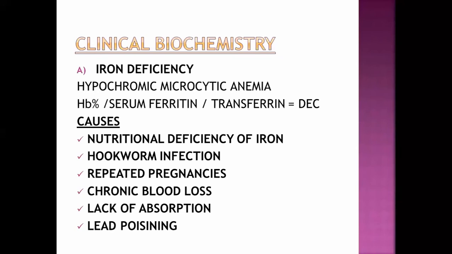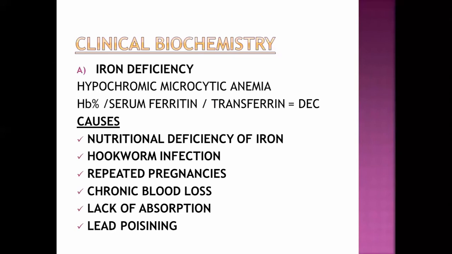What is hypochromic? What is microcytic? Hopefully this topic has been done by the physiology and pathology departments, so there is no need to explain what hypochromic and microcytic anemia are. In iron deficiency, there is a hypochromic microcytic anemia. When iron deficiency occurs, hemoglobin concentration, serum ferritin level, and transferrin level will be reduced in the blood. Three parameters will be reduced: hemoglobin concentration, serum ferritin, and transferrin.